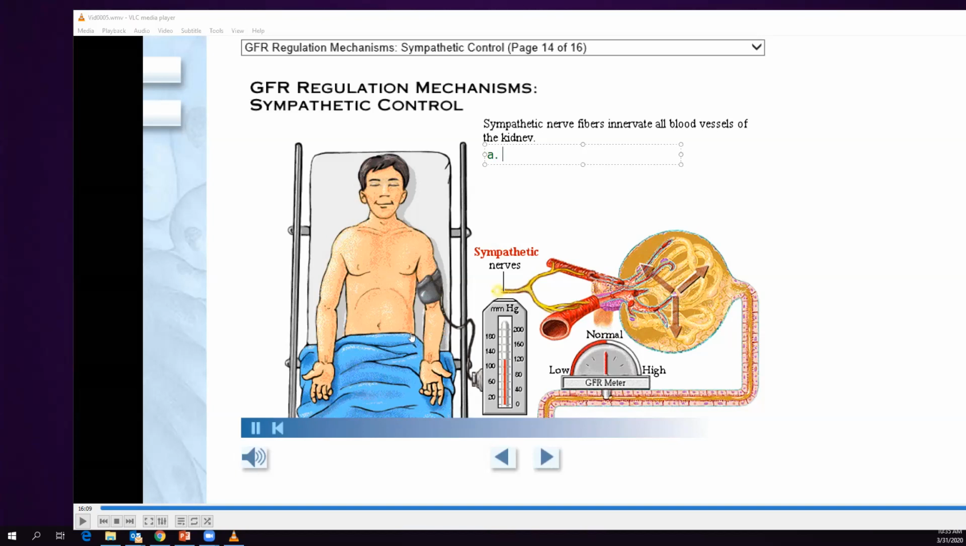So two things. A, we're going to get constriction of renal arteries. So we're even going to restrict right coming in. So these renal arteries here, all of the renal arteries. So afferent arterioles and all of the arteries coming in is going to decrease.